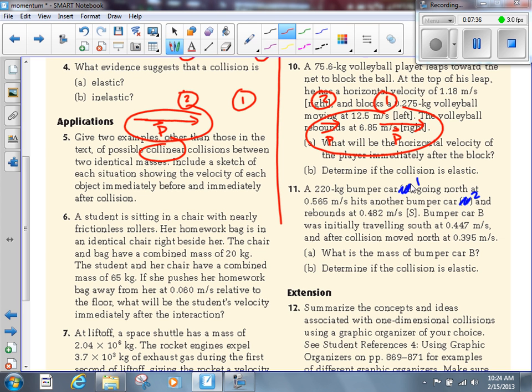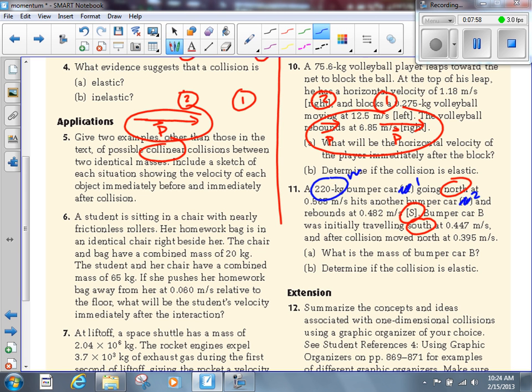I'm going to circle this whole north-south thing because I want to remember that one of them's got to be positive, one of them's got to be negative. Bumper car B goes initially south here. We want to find the mass of bumper car B, and we want to determine if the collision is elastic or not. Let's write down some givens here.